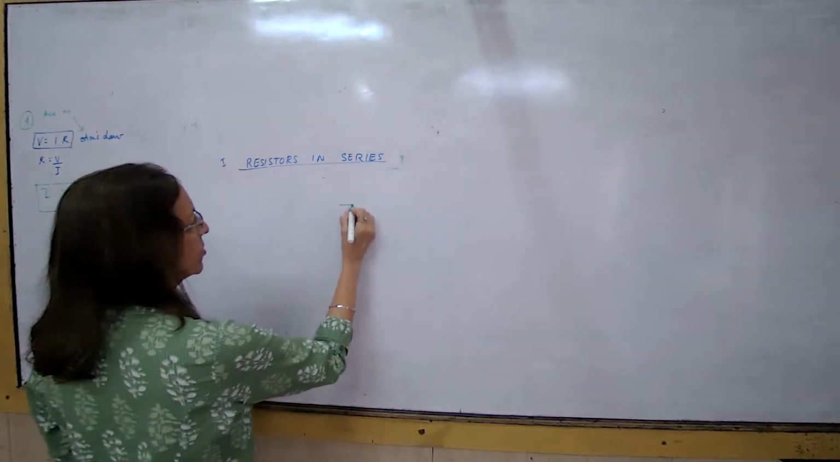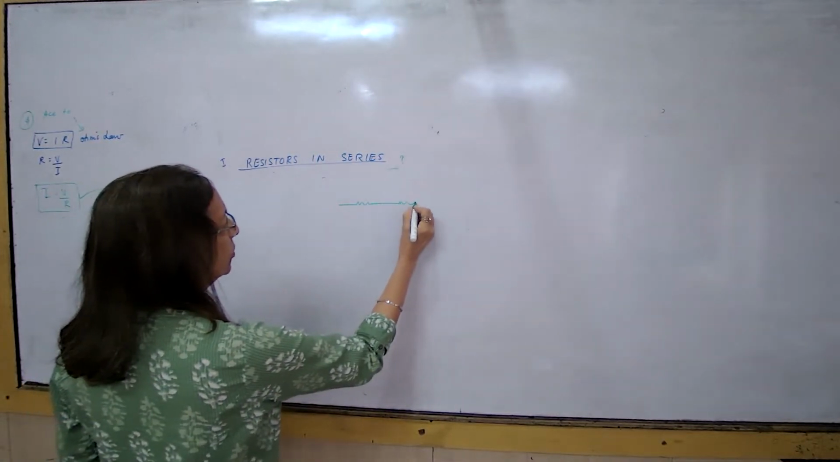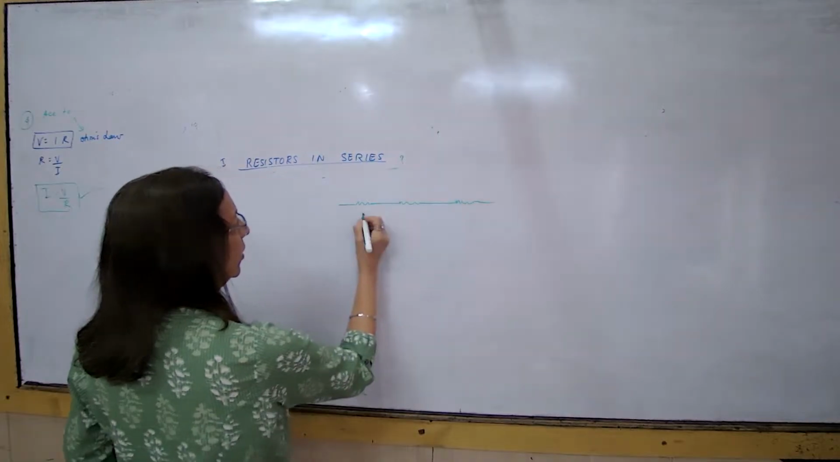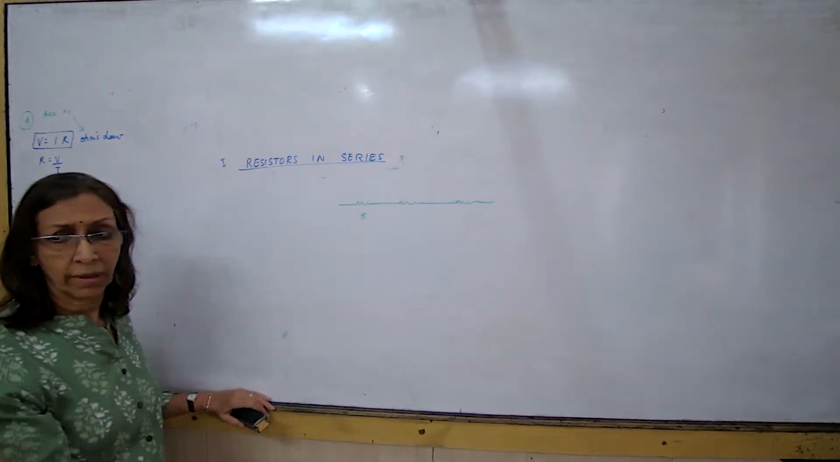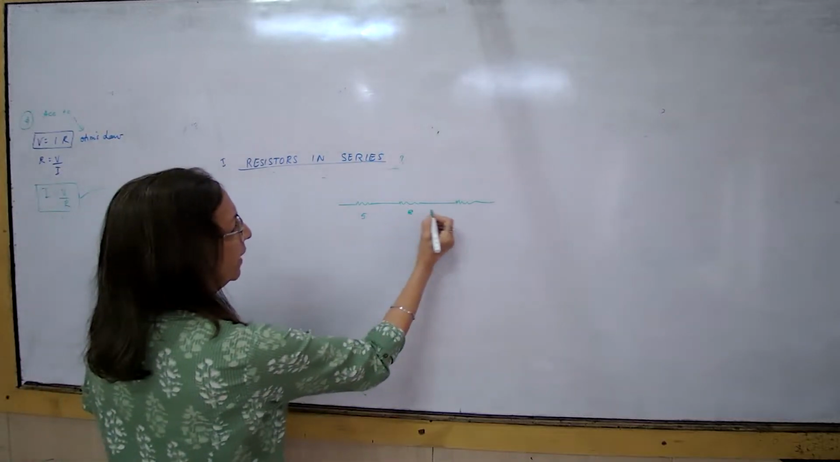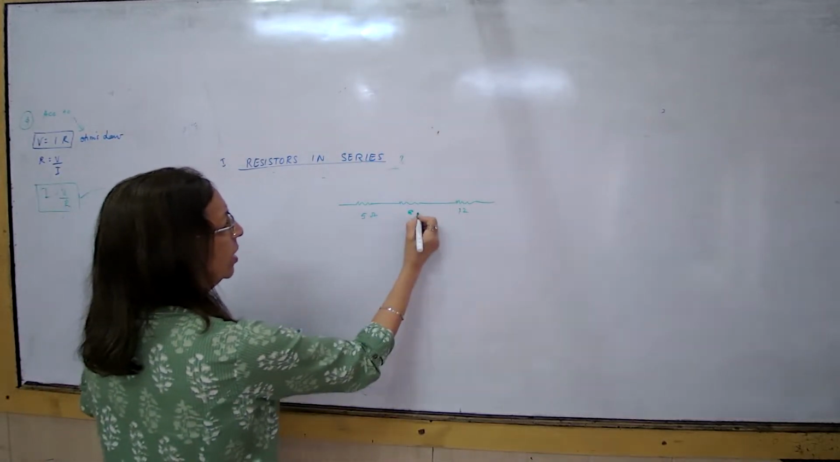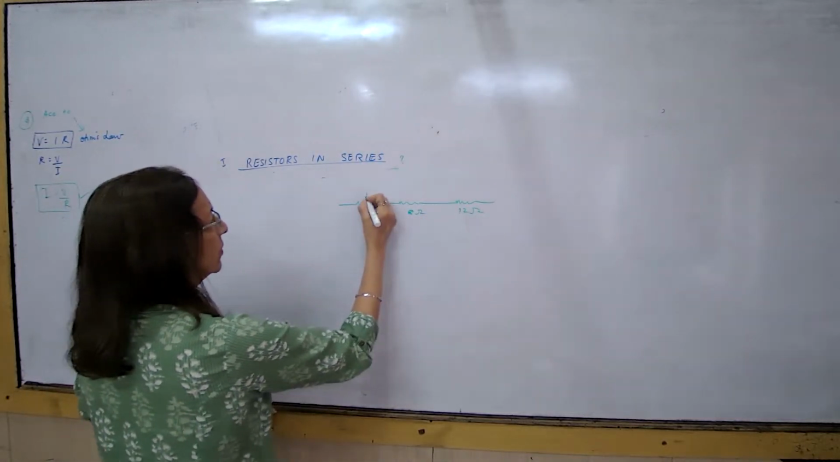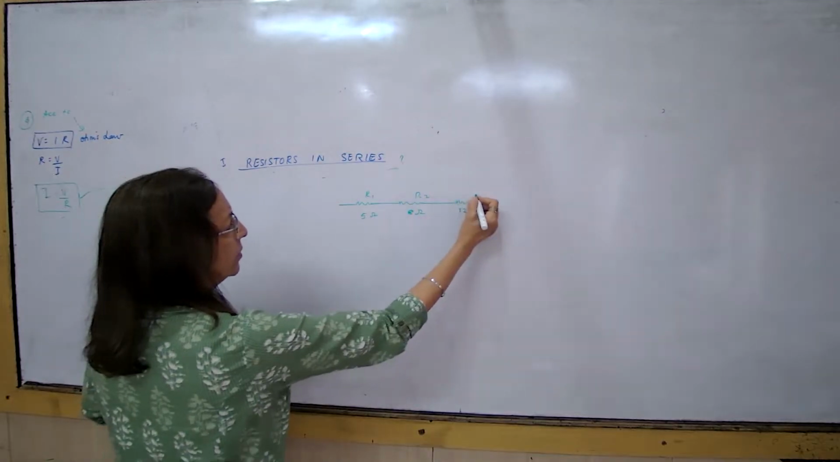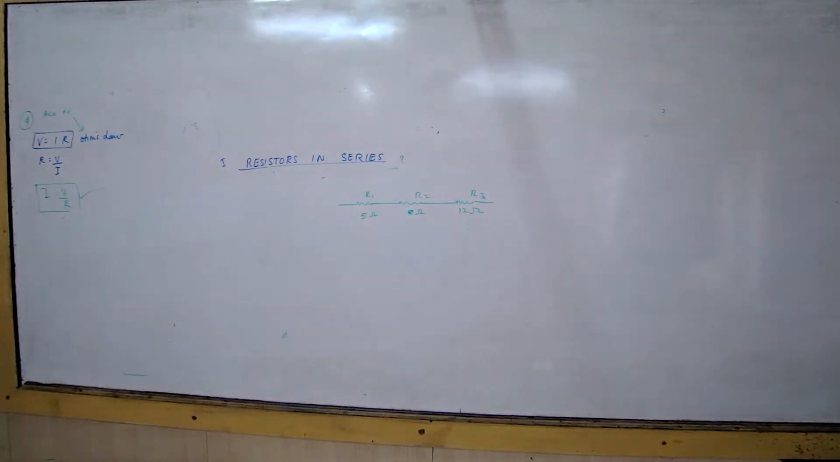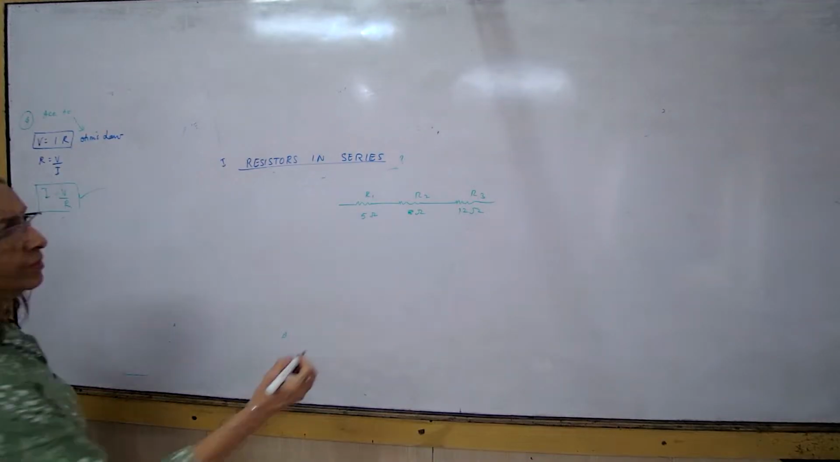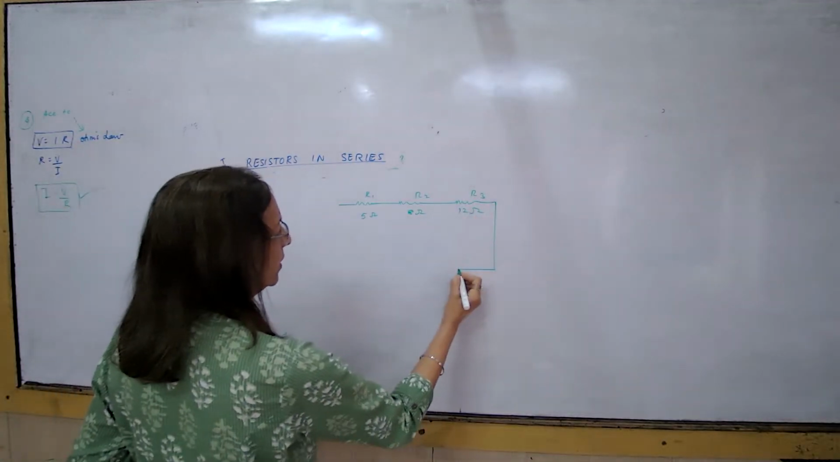In series. So 1, 2 and 3. How much is it? 5, 8 and 12. So these are all R1, R2 and R3. What else is needed? Plug key. So we'll put a plug key here.